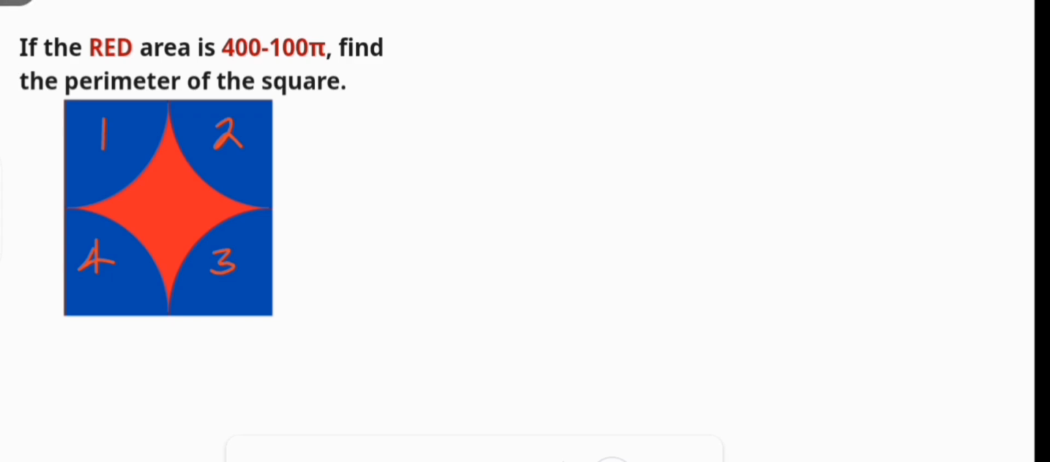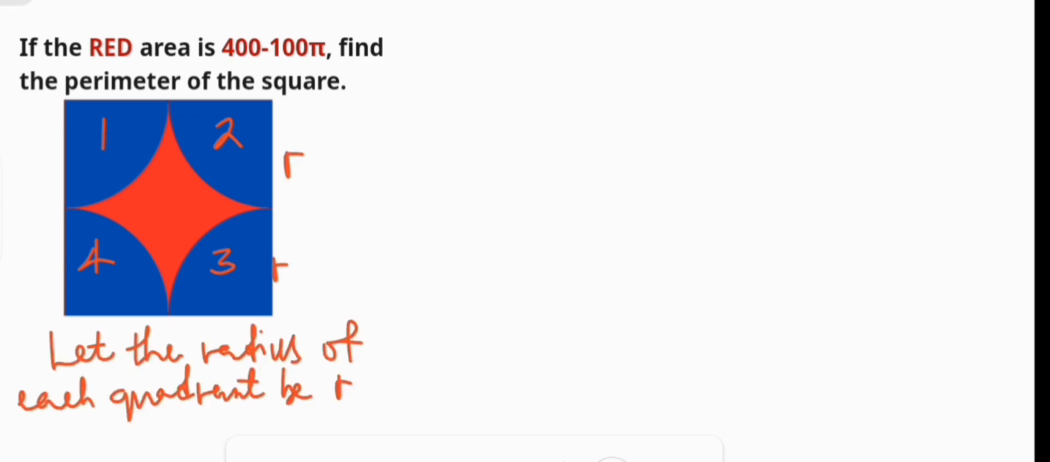So what we try to do first is to let the radius of each quadrant be r, and if the radius of each quadrant is r units, then the length of the side of the square will be r plus r, which is 2r. This then means that we can find the area of the square and that of the 4 quadrants in terms of r.